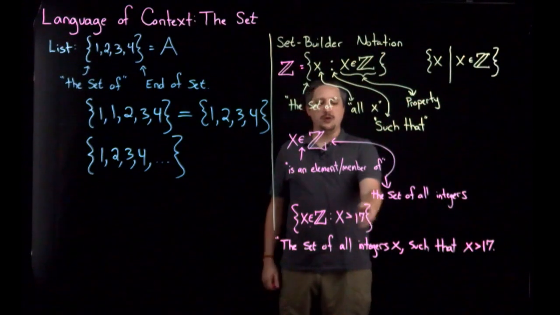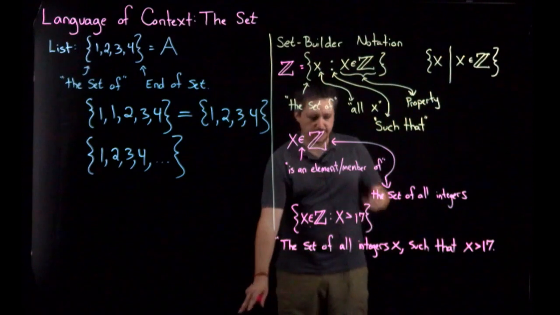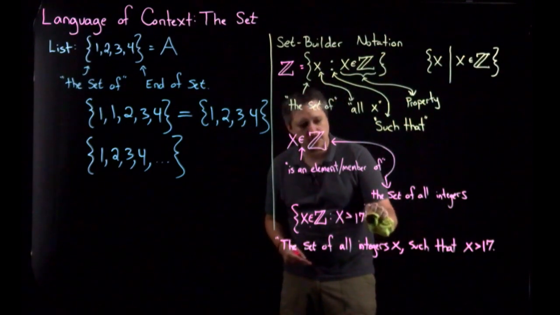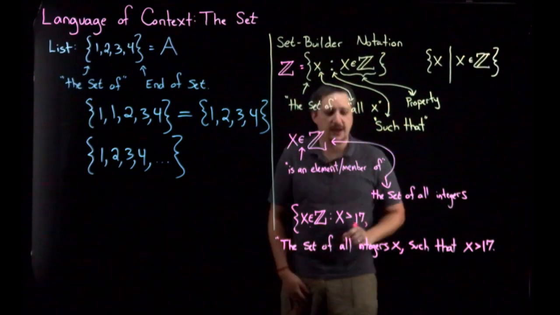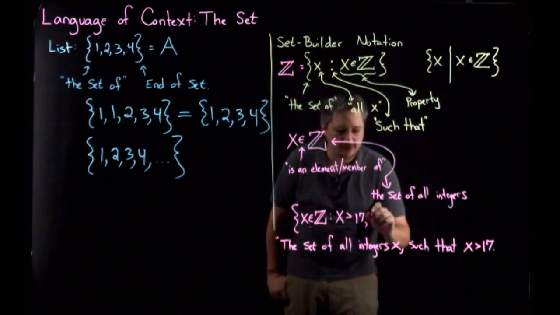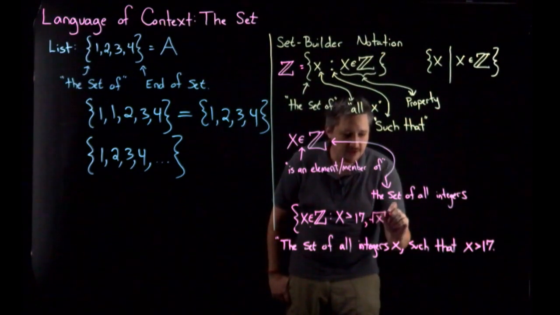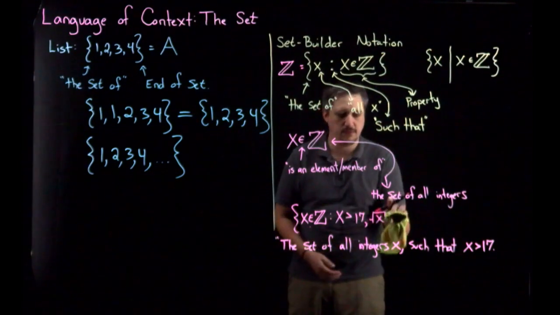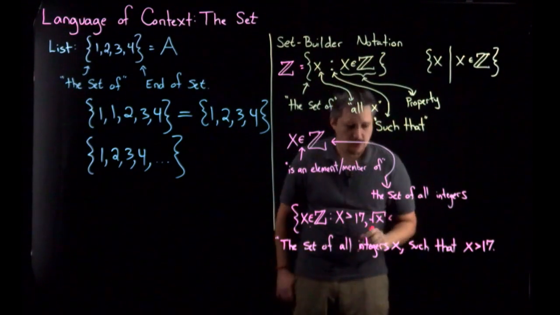And if I want more than one piece here, like I want more than one property, let me show a slightly more complicated one. Let me modify this slightly. Let's say I wanted x greater than 17, and I wanted that the square root of x is less than 10.